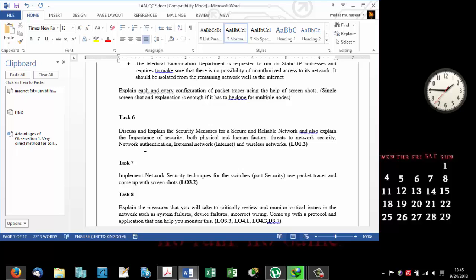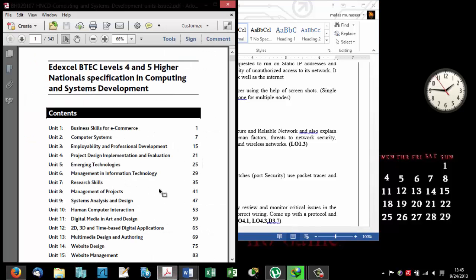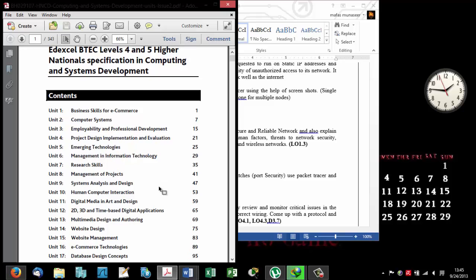I prefer you guys using stuff like this. Security is device access, VLAN membership, traffic management, system monitoring, and there are some other security measures. Access control lists, VLAN membership, port security.